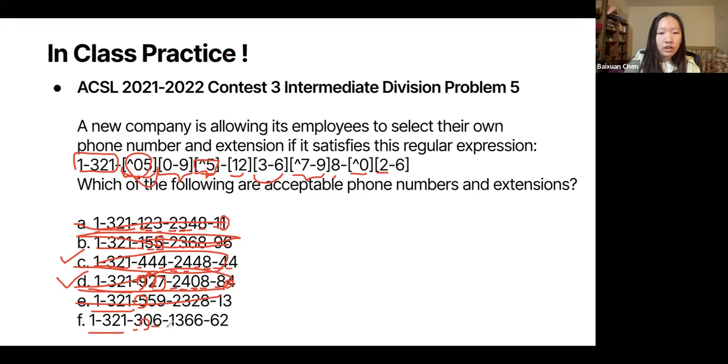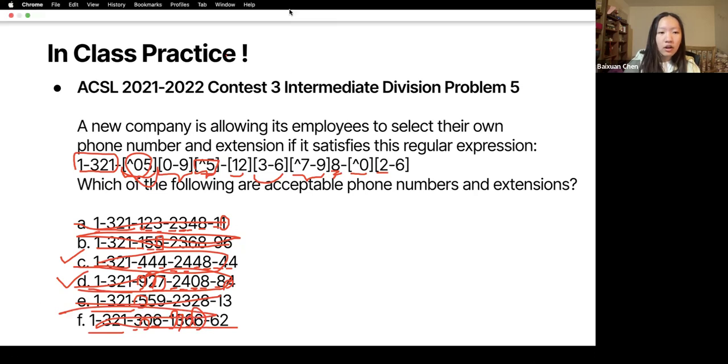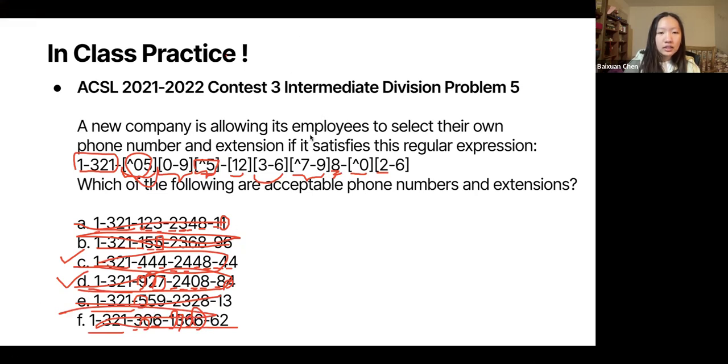And then we have 1, 3, 2, 1, 3, which is not 0 or 5, any digit. And then 6, which is also not 5. And then we have a 1 or a 2 here. And then something that's 3 to 6, and then not 7 to 9. And then this is not 8. Here in the expression it says we need it to be 8, so F also fails. So the only expressions accepted here are C and D.